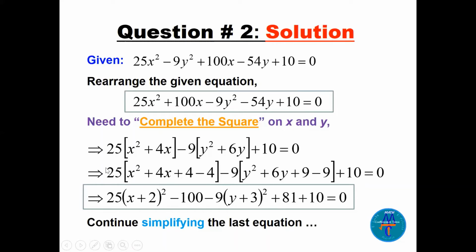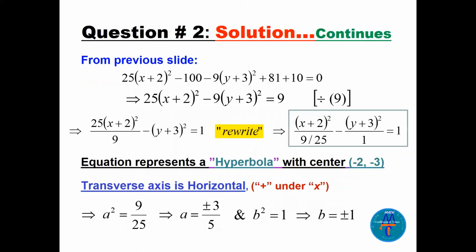Simplify now the equation. This is x plus 2 squared. Multiply, you need 25 outside times the minus 4. See, only 25 will multiply with the minus, and this is the perfect square. So that's minus 100. Now inside here we have y plus 3 squared. Multiply by 9. Minus 9 plus 81 plus 10. Now we need to simplify more and more. So it says here, simplify the equation and see the continuation on the next slide.